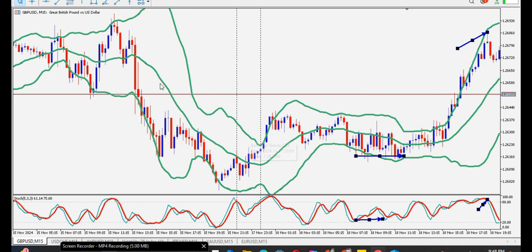As you can see from my chart, the market came to the upper band right here, and also the price went above the 80 line level, and you can see the green line on the stochastic crossing below the main line, which is the red line, which indicates a what? A sell in the market.